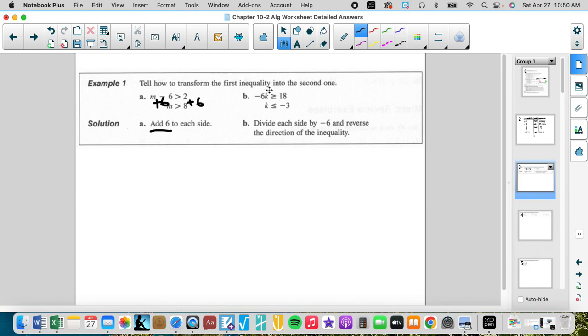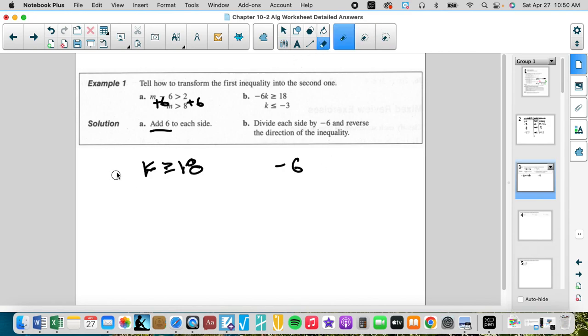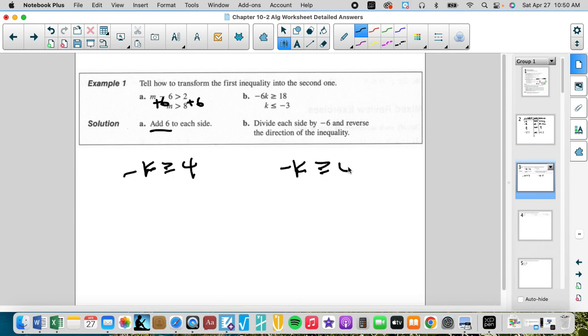What happens here, and let's look at this. Here's the next lecture for us today. Let's just do negative k is greater than or equal to 4. This is a lot easier. There are two ways that we can make this variable positive.